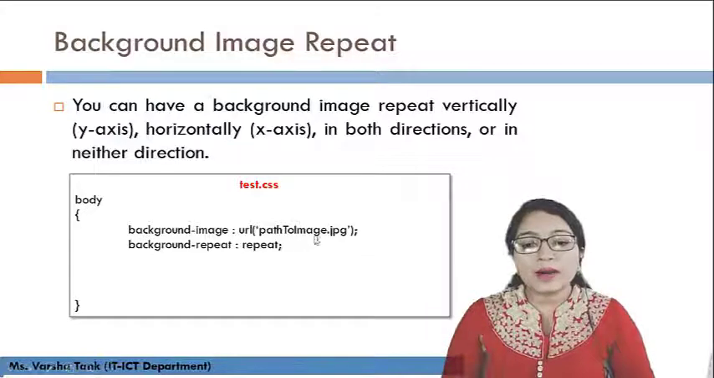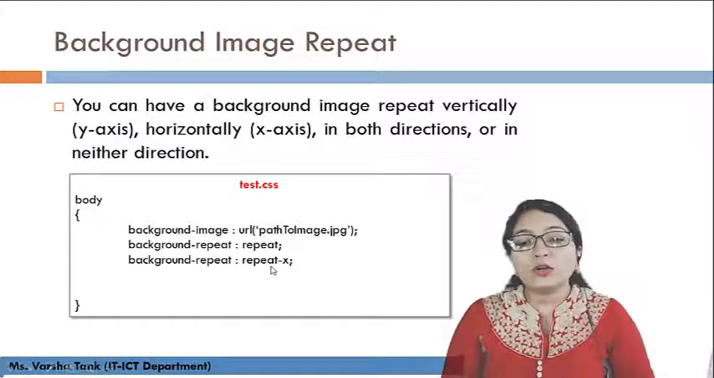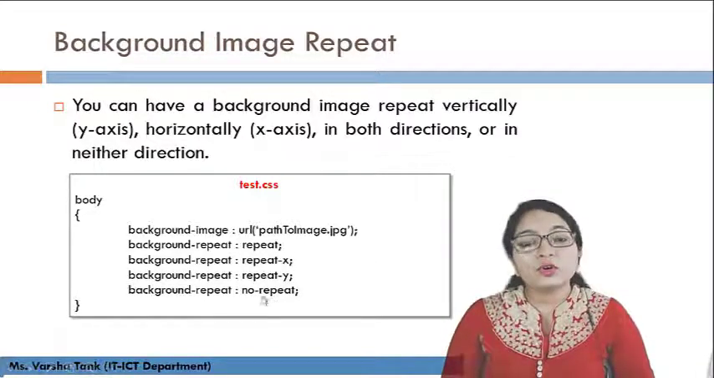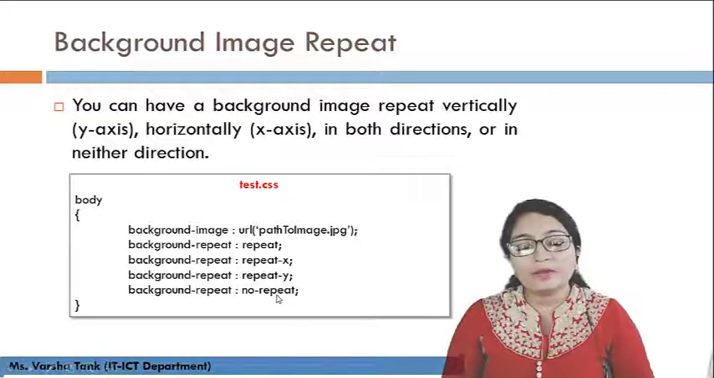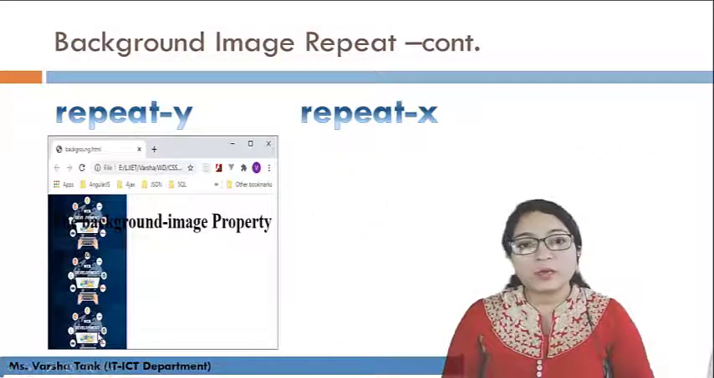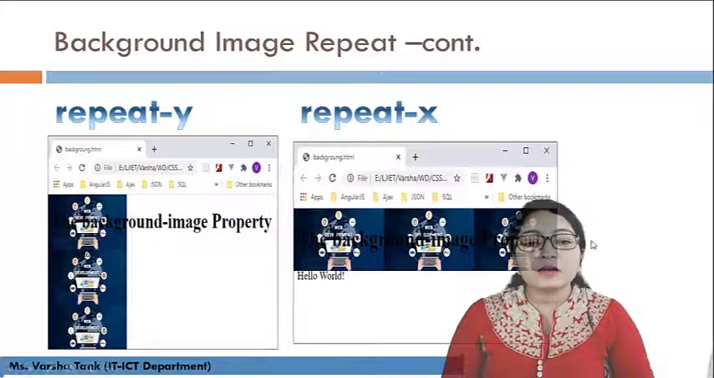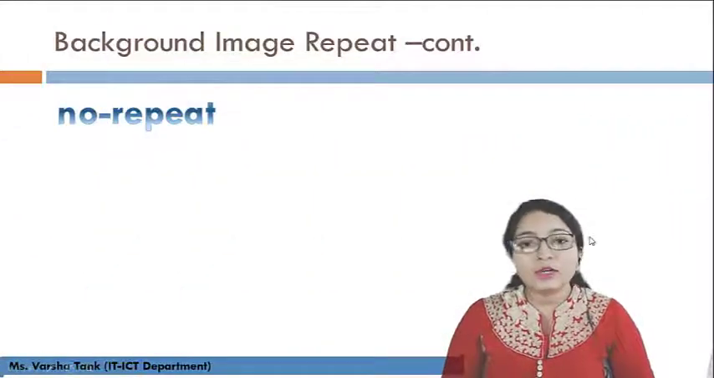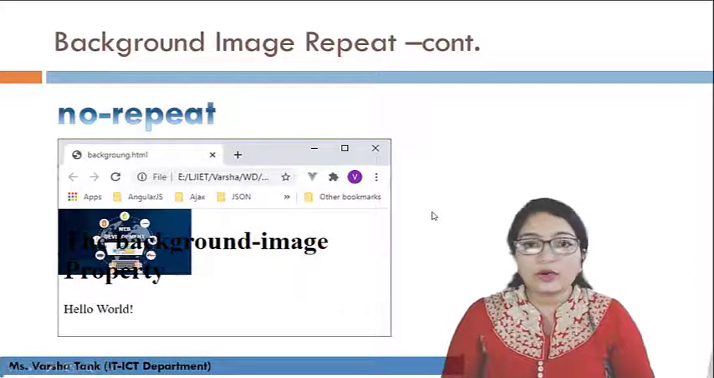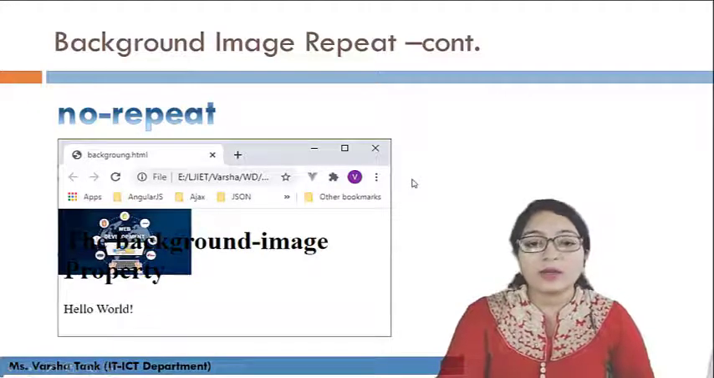Background image URL, the path to the image, and here you write background repeat equal to repeat. By default, it will repeat itself. If you want it to repeat horizontally, then repeat-x, and repeat-y for vertically. And if you don't want to repeat the image, then write no-repeat. By default, it is background repeat, repeat. So here you can see repeat-y will repeat the image vertically and repeat-x will repeat the image horizontally. And if you don't want to repeat, then no-repeat is there, so just one image is there. So let's see the output for repeat-x, repeat-y and no-repeat.